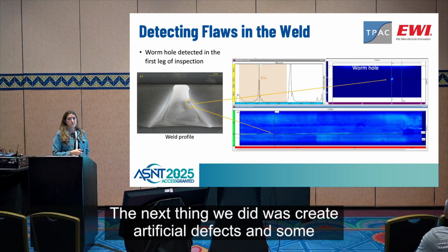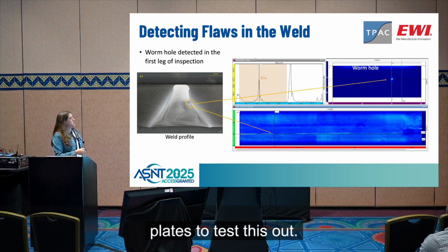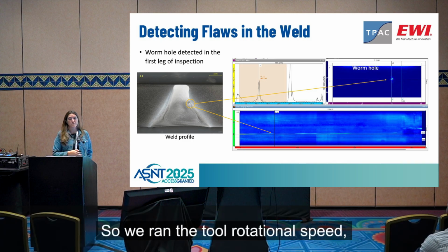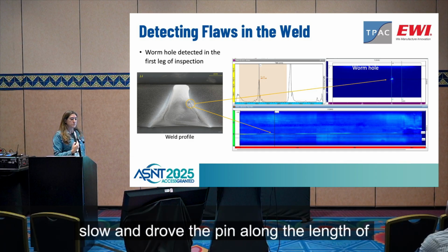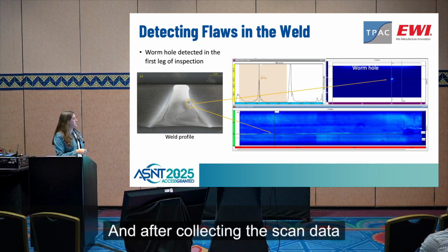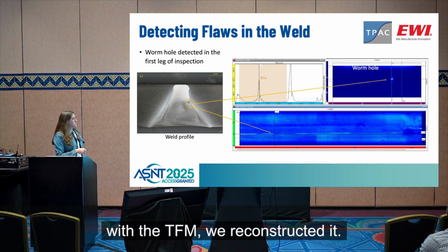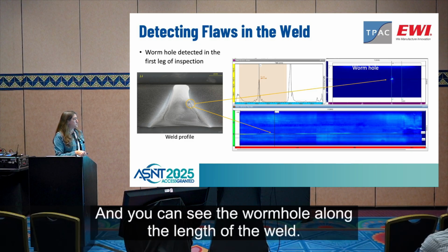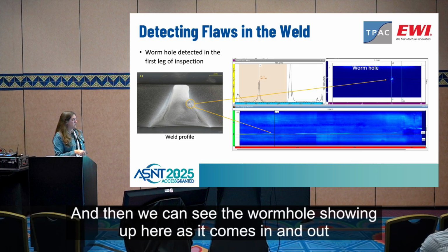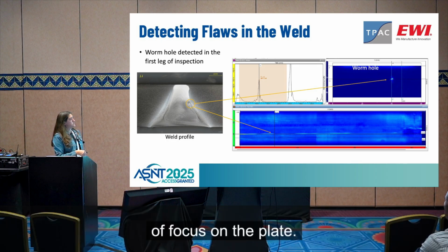The next thing we did was create artificial defects in some plates to test this out. And we did a wormhole test. So we ran the tool rotational speed slow and drove the pin along the length of the weld too fast, created the wormhole. And after collecting the scan data with the TFM, we reconstructed it, and you can see the wormhole along the length of the weld. This is the whole length of that plate, and then we can see the wormhole showing up here as it comes in and out of focus on the plate.